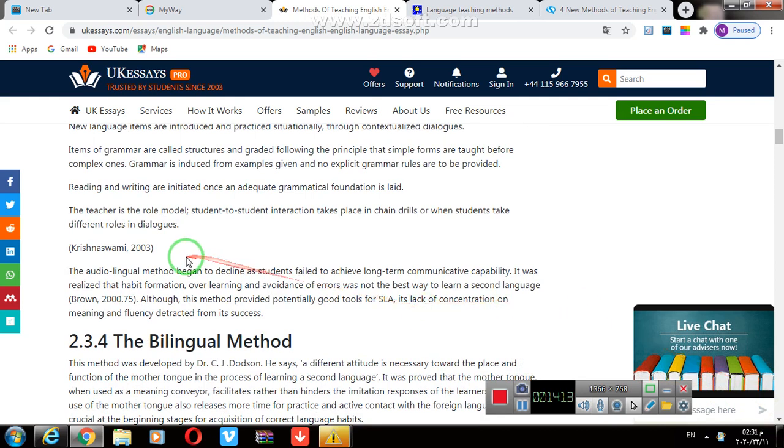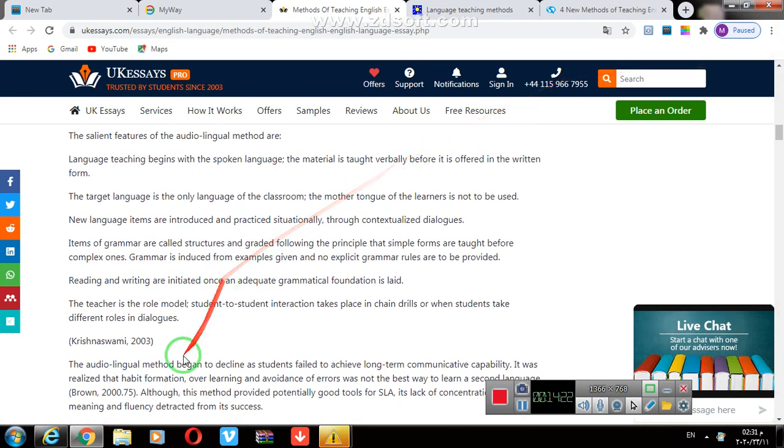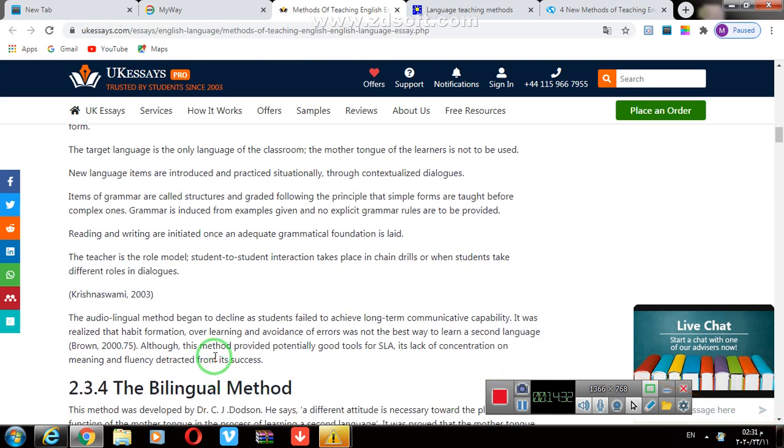Some of the disadvantages of this method is that the audiolingual method began to decline as students failed to achieve long-term communicative capability. And this method, although it provided potentially good tools of SLA, its lack of concentration on meaning and fluency detracted from its success.